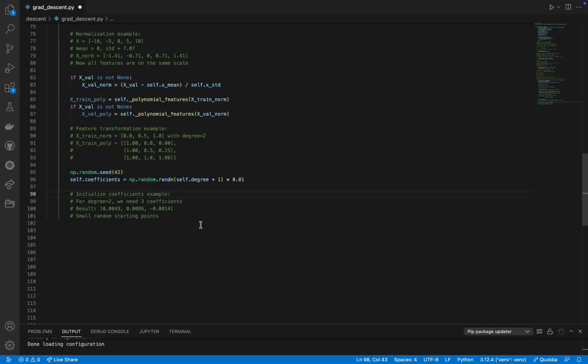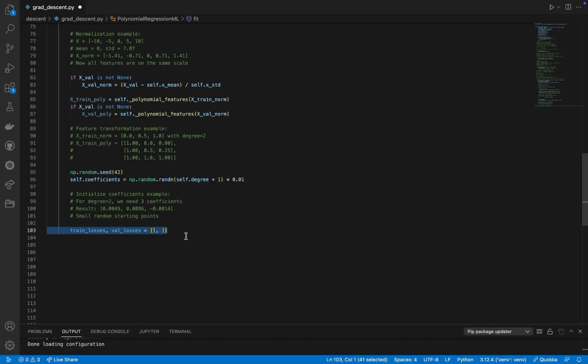And why multiply by 0.01 to make them small? Large initial values can cause exploding gradients, unstable training, and overshooting the minimum. So small values like 0.01 give us a gentle start. For example, if the degree is 2, we need 3 coefficients. After setting the random seed and generating random numbers, we might get something like 0.0049, 0.0086, and negative 0.0014. Those are nice small random starting points.